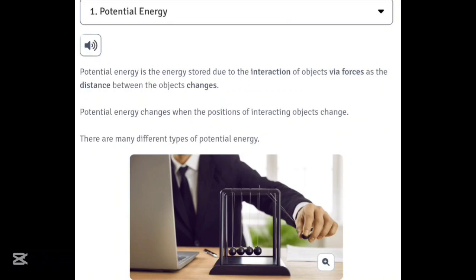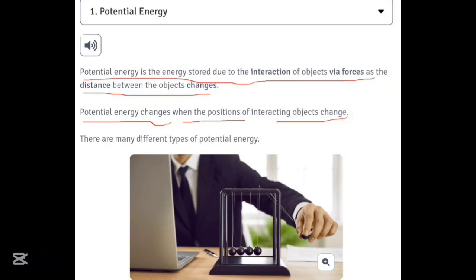Potential energy is the energy stored due to the interaction of objects via forces as the distance between the objects changes. Potential energy changes when the positions of interacting objects change. There are many different types of potential energy.